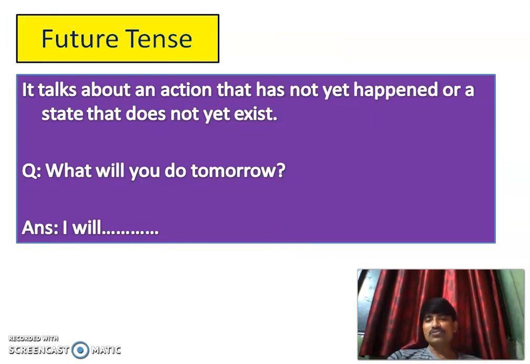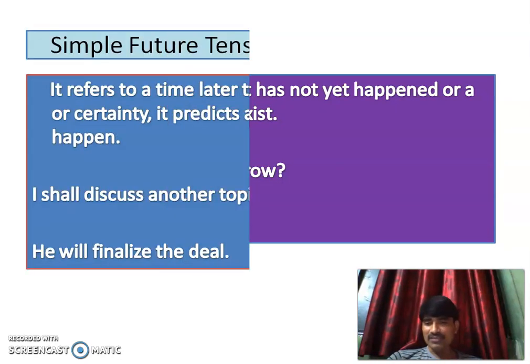The next tense is future tense. It talks about an action that has not yet happened. It is very easy, and we use modal auxiliaries like shall and will. What will you do tomorrow? I will go to play cricket, or I will go to my college, or I will fill up my admission form. Anything you can fill in.